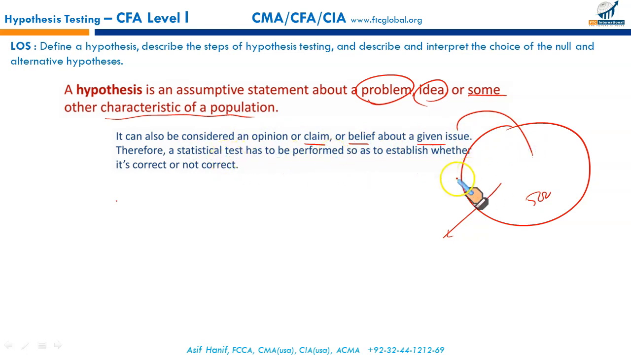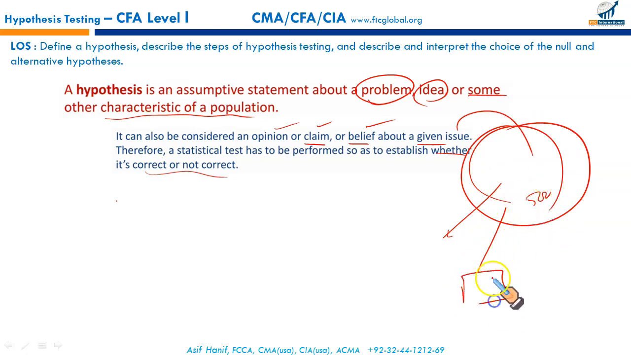So therefore, we will conduct some statistical test to establish whether the claim, the opinion, or the belief is correct or not correct. So what we do in hypothesis testing, we just draw some samples from this population, collection and examination of this population through some representative sample, and using this sample we will determine if the hypothesis, our assumption, our opinion or claim is either true or false. So that is the little description of hypothesis.